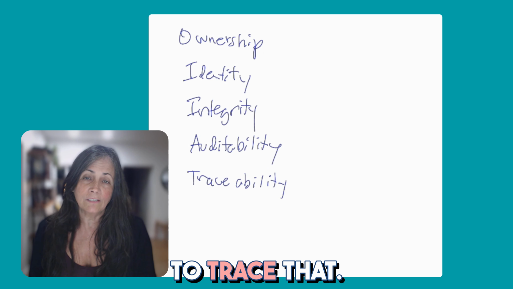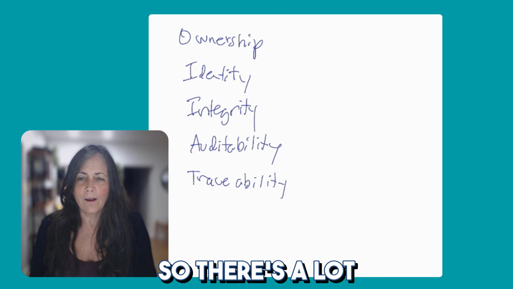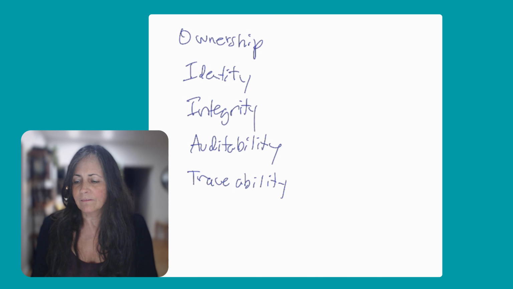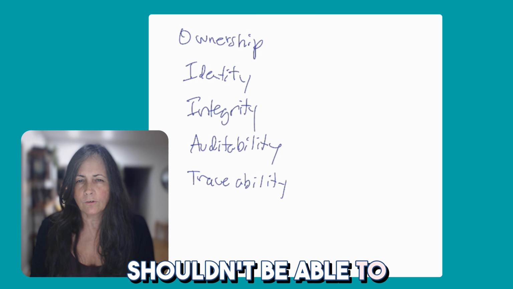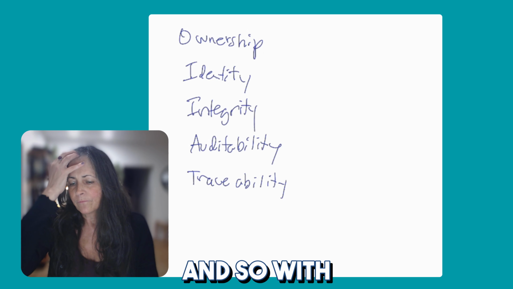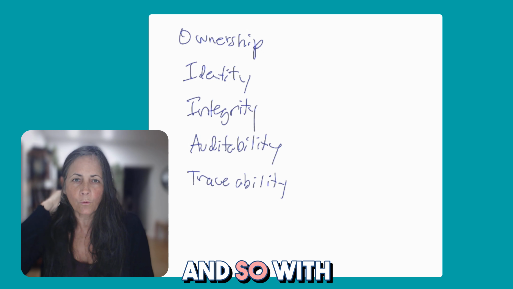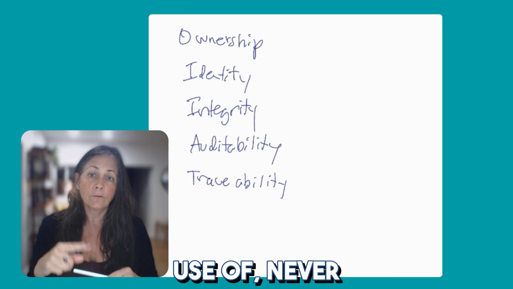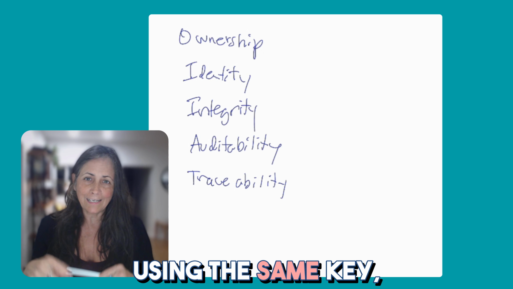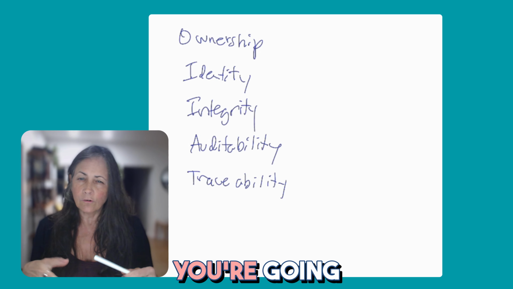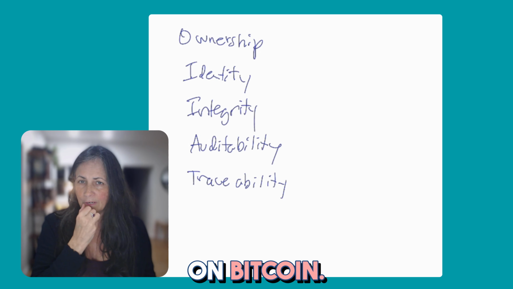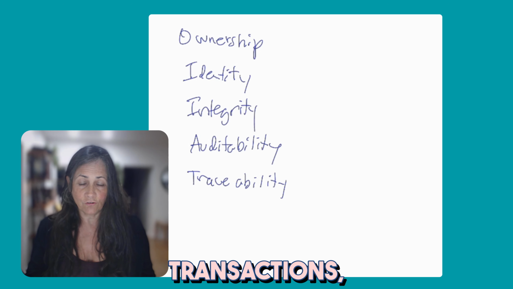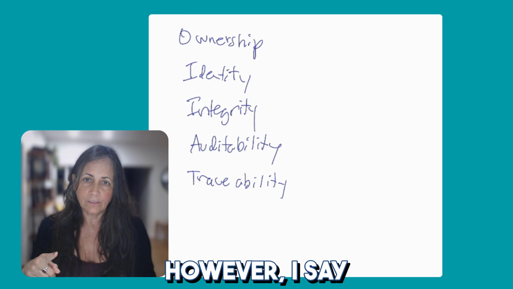We want to be able to trace that. So there's a lot of people that think that you shouldn't be able to trace things, and so with pseudonymity and the proper use of never using the same key, you're going to be pretty anonymous on Bitcoin for digital cash transactions. However, I say pretty anonymous.